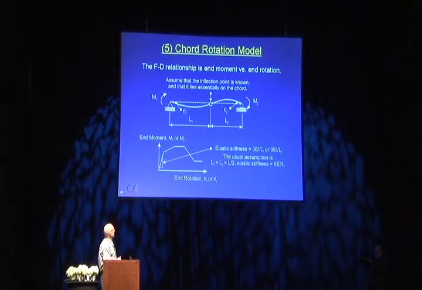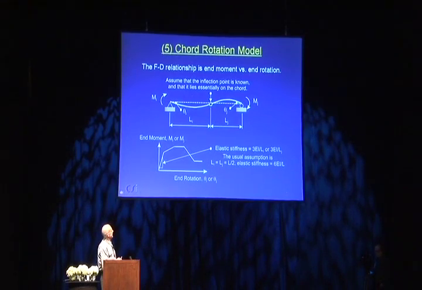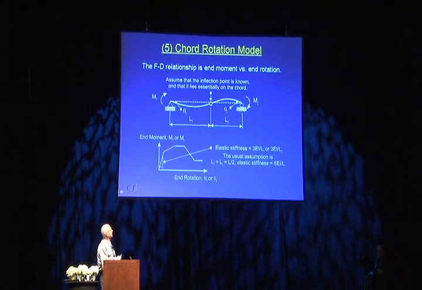If you look at the end moment versus end rotation relationship, the initial stiffness here is basically 3EI over L, assuming that this inflection point is pretty much on the chord joining the two ends. And if this is in the middle, you're probably familiar with this, it would be exactly 3EI divided by L over 2, or 6EI over L, which is a common number. And then from there on, it becomes nonlinear.